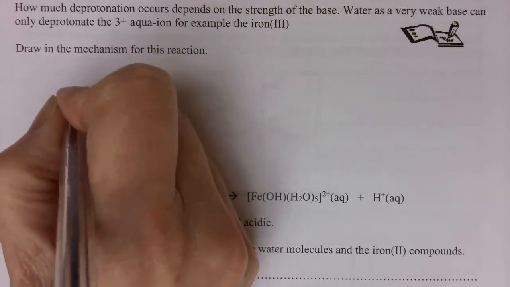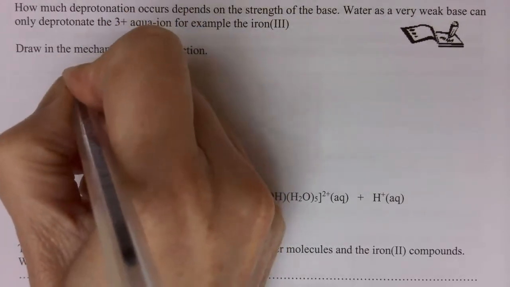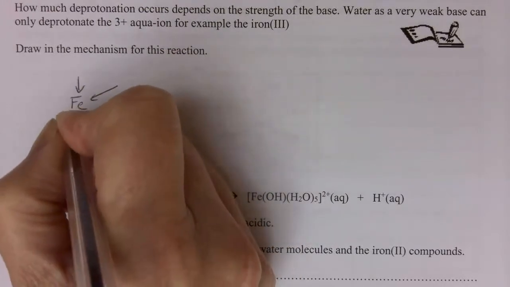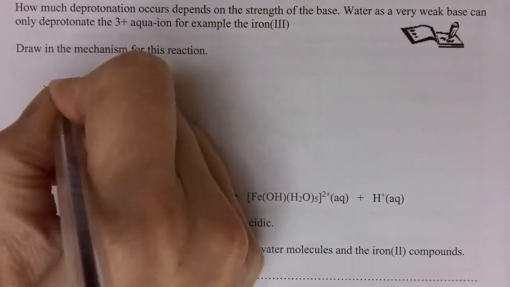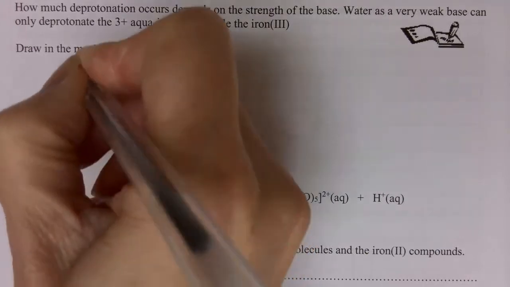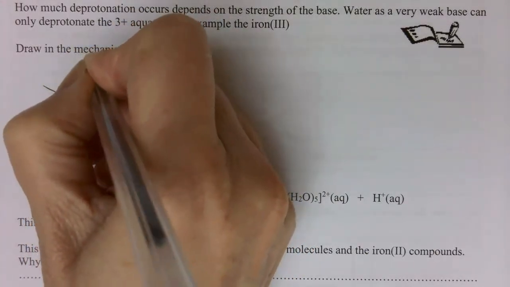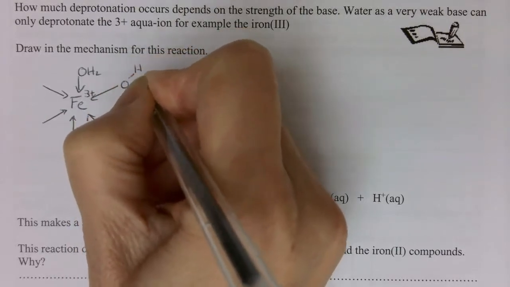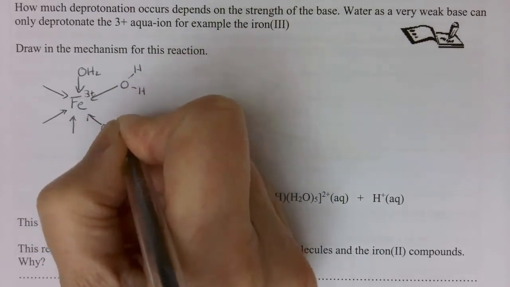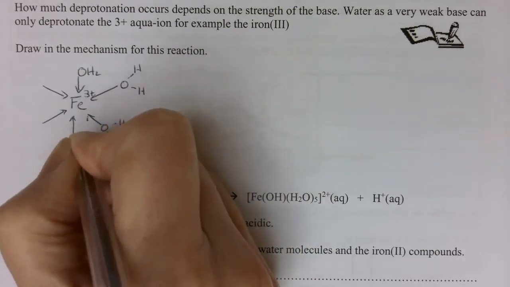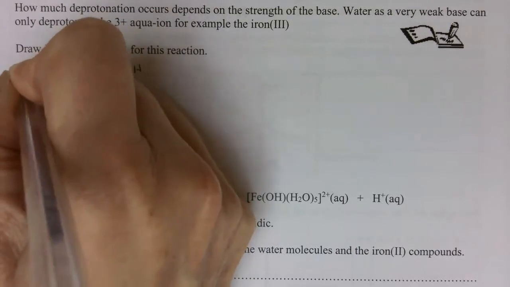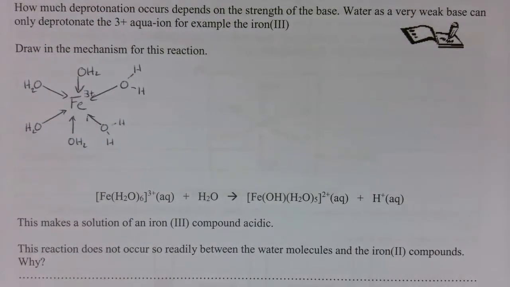So if we draw out the full thing, we have our iron 3+ ion with its 6 water ligands. Now, because the iron 3+ is very small and very highly charged, it's quite polarizing, so it's able to distort the electron cloud around the water molecules. Notice again, I'm showing that it's the oxygen that's forming the dative covalent bond with the iron.